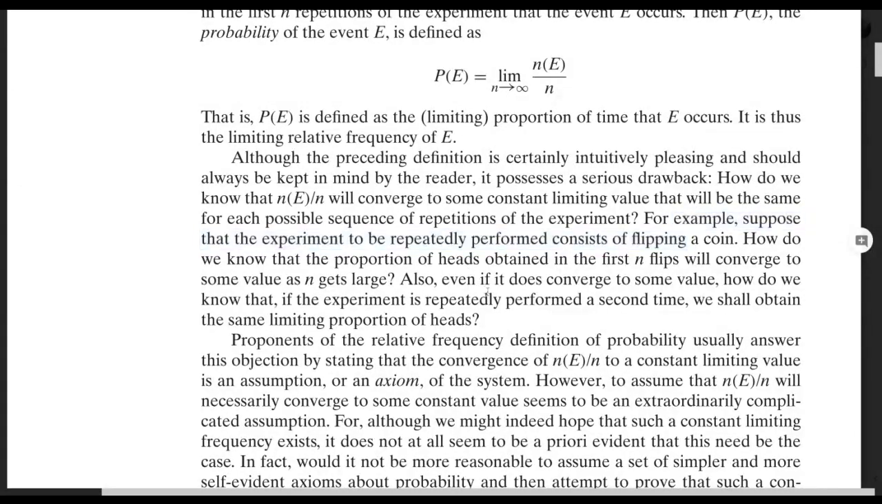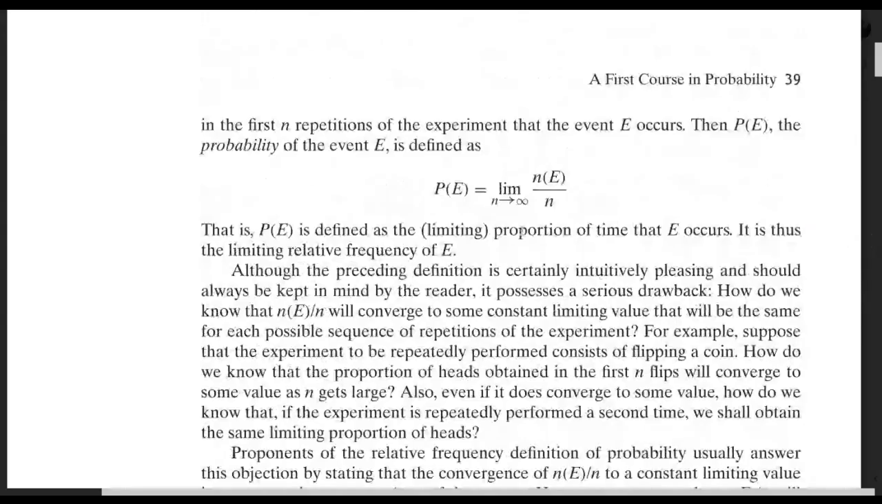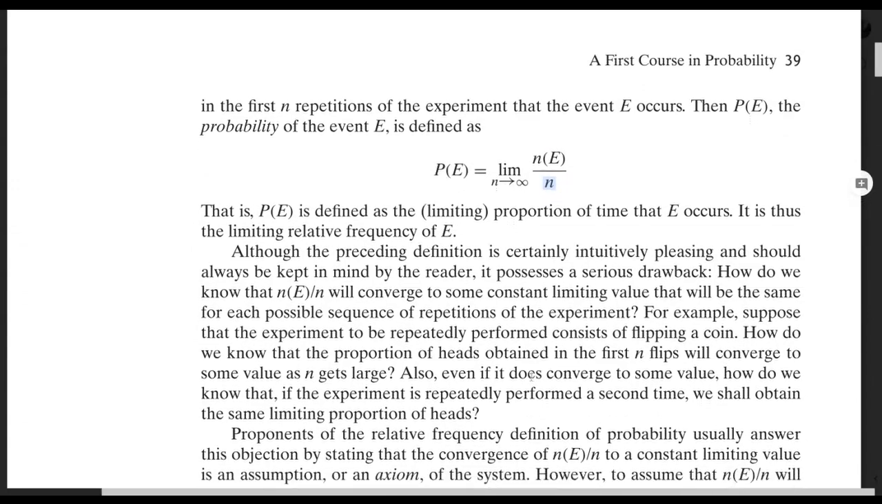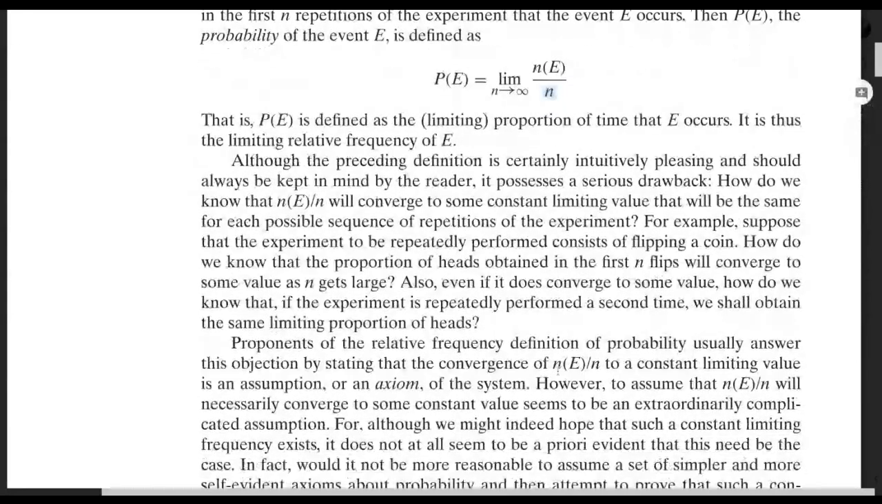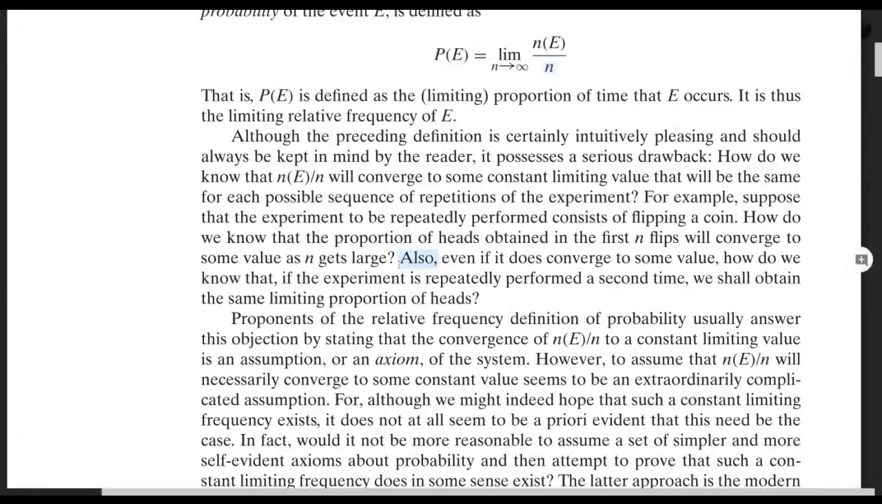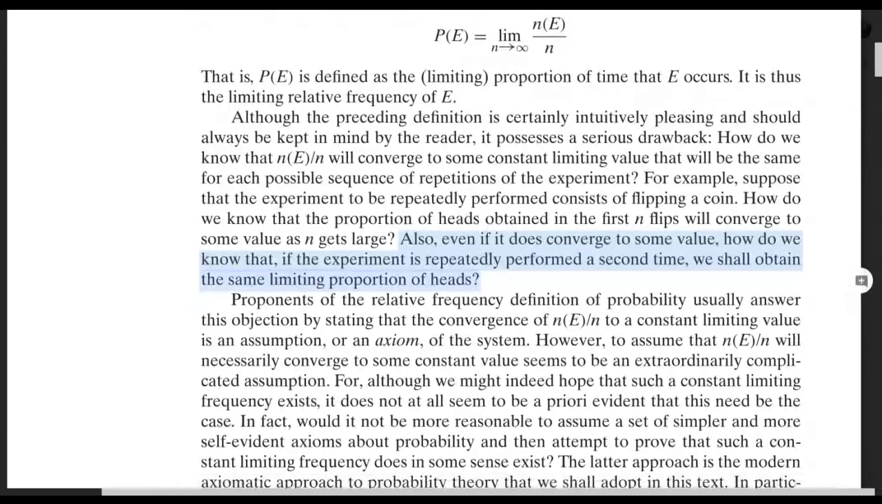All right. Okay. Now this N makes sense. So this N(E) is the number of times event E occurs. This N is the number of experiments. Also, even if it does converge to some value, how do we know that if the experiment is repeatedly performed a second time, we shall obtain the same limiting proportion of heads?